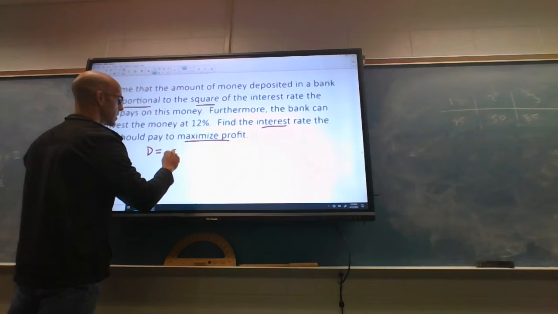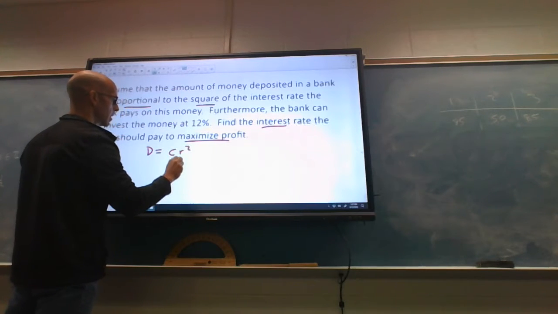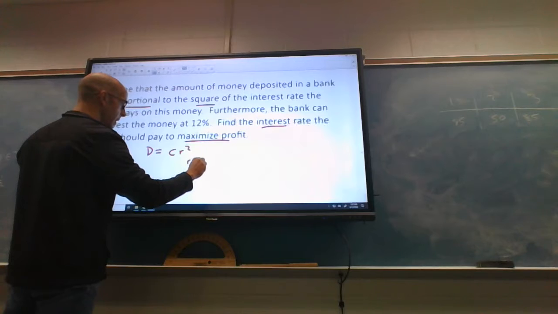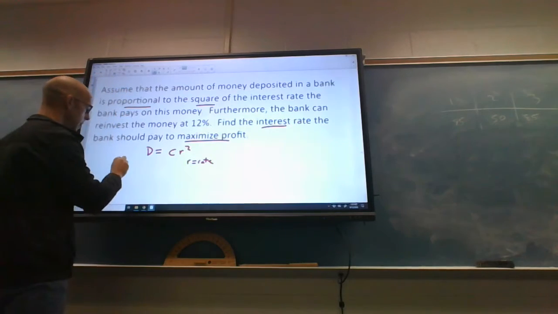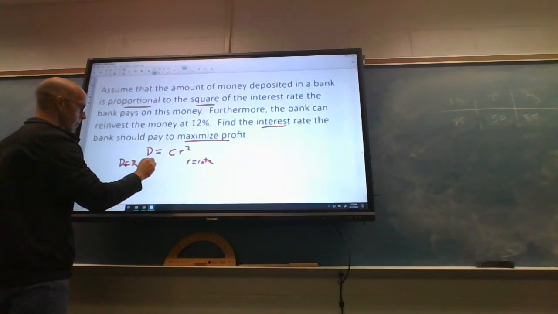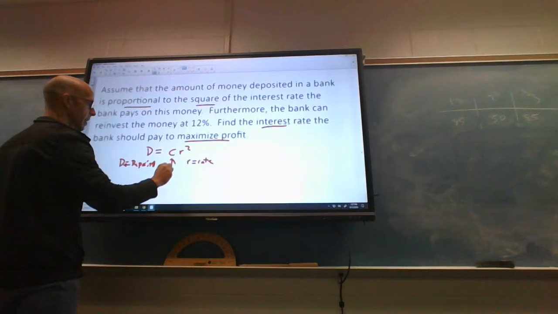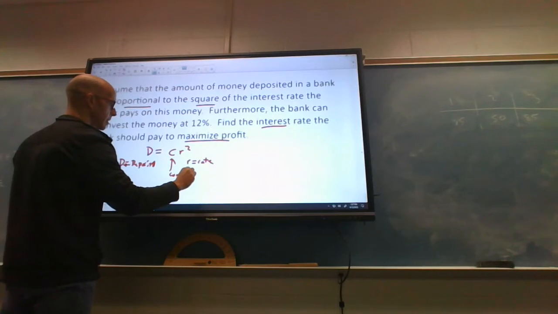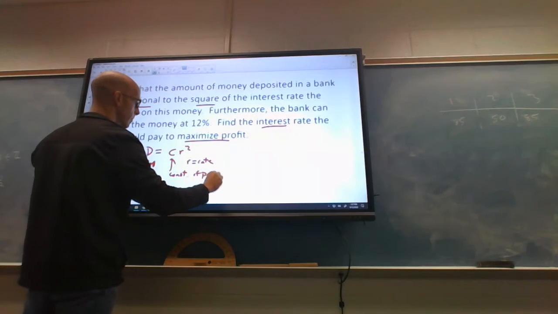So I'm going to call that CR squared, where R is the rate, D is the deposited amount, and then C is the constant of proportionality.